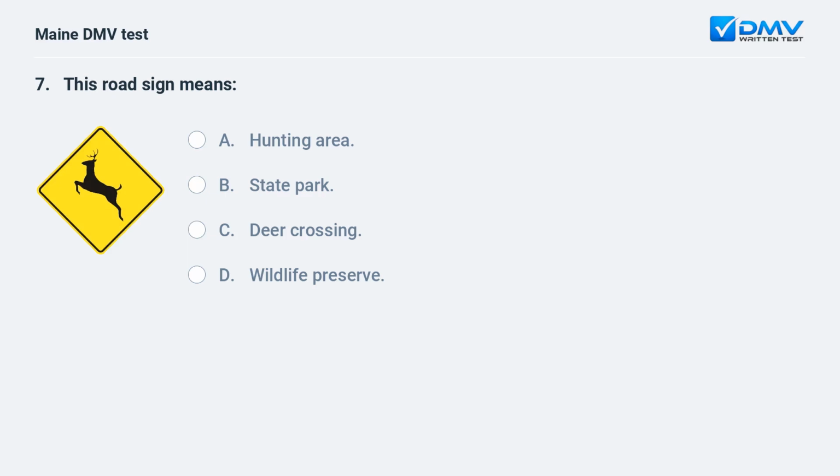This road sign means A. Hunting area. B. State park. C. Deer crossing. D. Wildlife preserve.